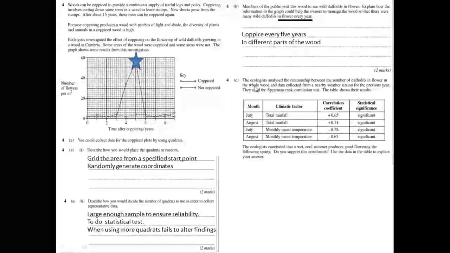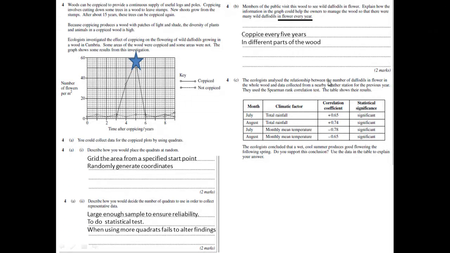On the final question, the ecologist analysed the relationship between the number of daffodils in flower in the whole wood and the data collected from a nearby weather station for the previous year. They used a Spearman's rank correlation test, and the table shows their results. The ecologist concluded that a wet, cool summer produces good flowering the following spring. Do you support this conclusion? Use the data in the table to explain your answer. The ecologist said that when it was wet and it had a cool summer, you normally got good flowering plants.